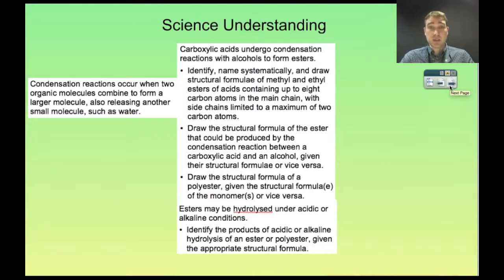So we're going to look at how carboxylic acids undergo condensation reactions with alcohols to form esters. Here's that condensation reactions understanding again. You need to identify, name and draw methyl and ethyl esters containing up to 8 carbons with up to 2 side chains. Draw esters produced by condensation reactions between carboxylic acids and alcohols given their formulae. Draw structural formulae of polyesters and identify products of acidic and basic hydrolysis of esters.